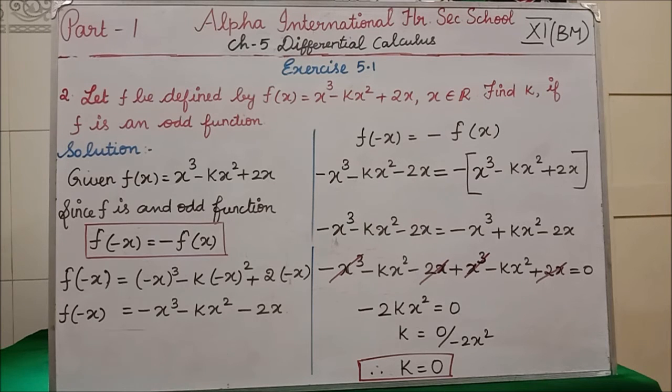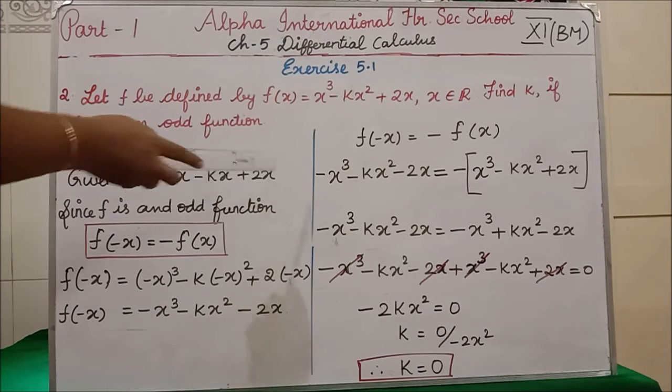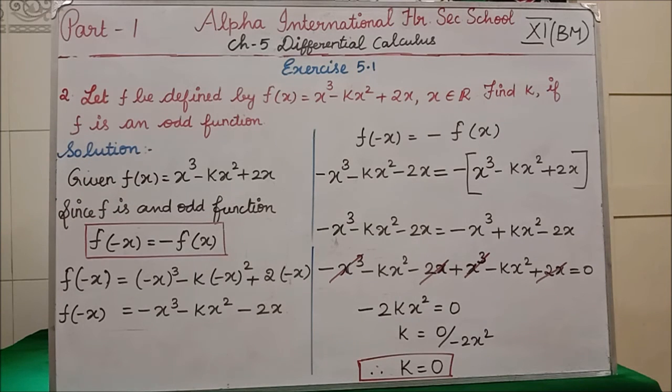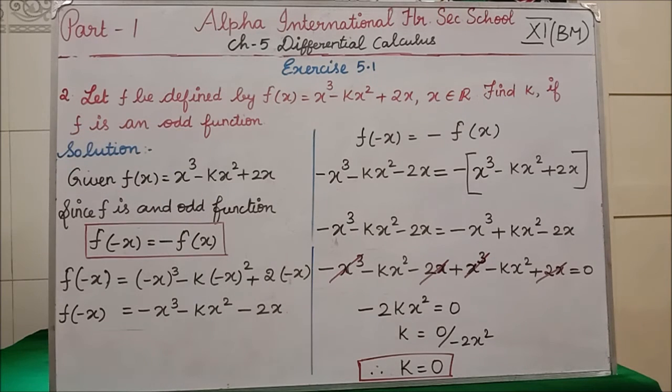See, now we will go for the solution. Given f of x is equal to x cube minus kx square plus 2x is our question. In the question itself they have given f is an odd function. So since f is an odd function, what is the formula for odd function? F of minus x is equal to minus f of x. So I am going to find first f of minus x. Wherever I am having x, instead of that x I am going to substitute minus x. So minus x, minus x, minus x I am going to put.